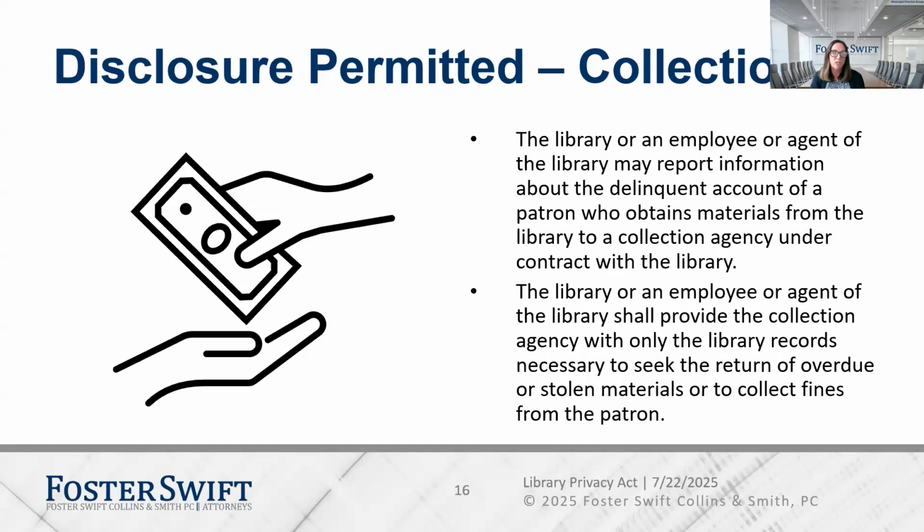Disclosure is also permitted. This is a new one. A library employee or agent may report information about a delinquent account of a patron to a collection agency under contract with the library. So you can only provide the information necessary for the return of overdue or stolen materials or to collect fines. Libraries were doing this before. They were sending all their patron information to collection agencies, and technically that was probably a violation of the Library Privacy Act, but it was something we needed to do.